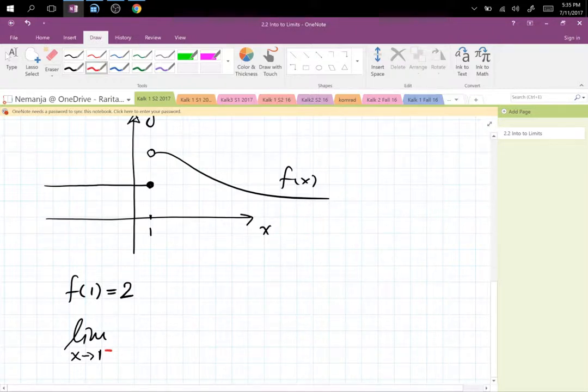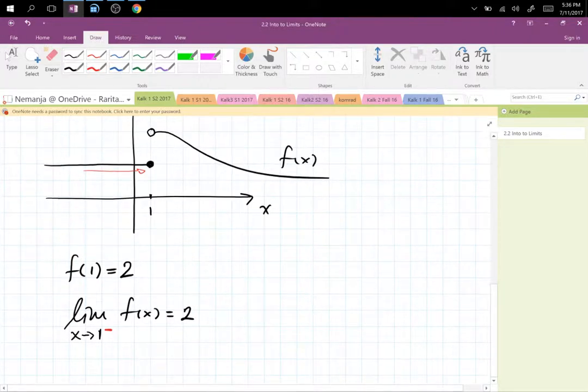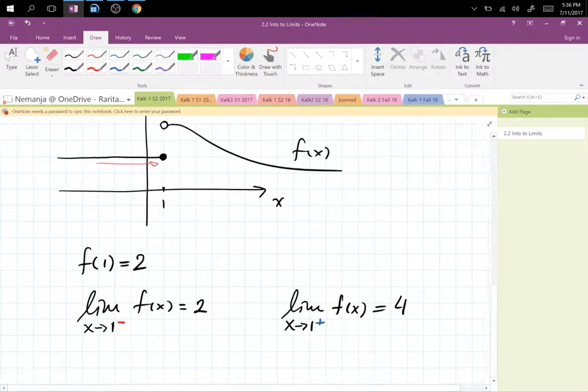I'm putting this red minus here of this function. Well, as I'm approaching from the left, what is the y value that I'm getting? I'm getting 2. Now, what is happening as I am approaching from the right, which has this blue plus as a notation? I'm getting 4. Very good. So you will always ask yourself, what is the y value that you are getting as you are approaching the x that you need?